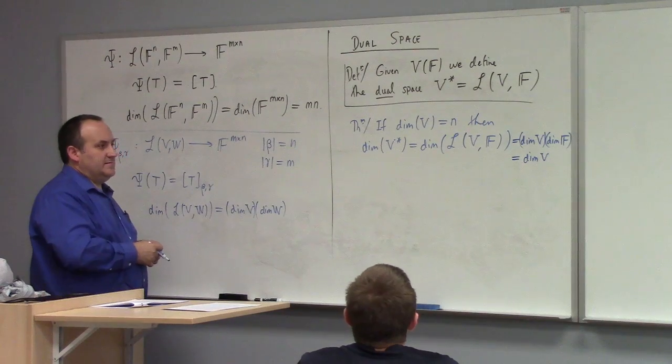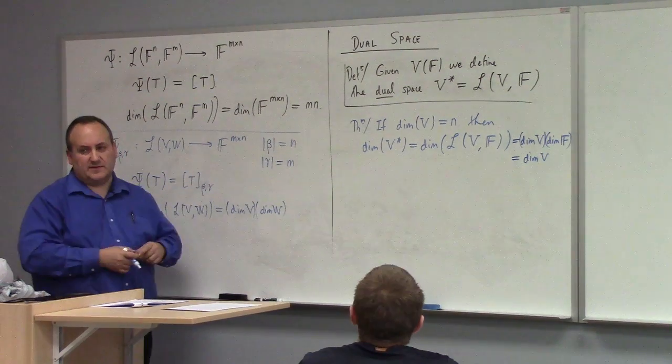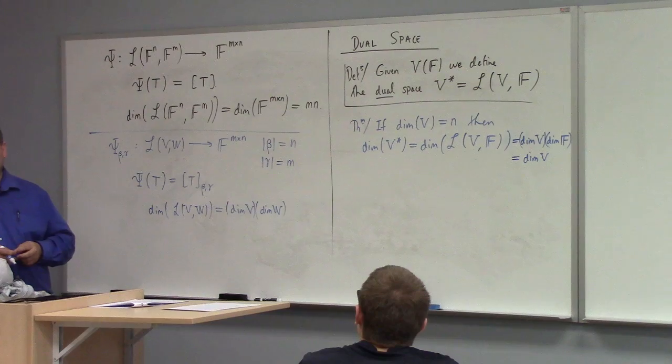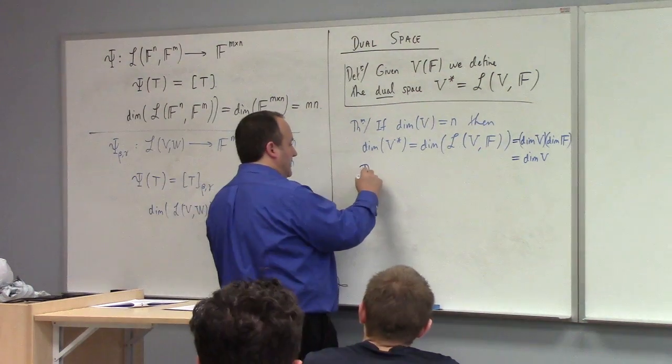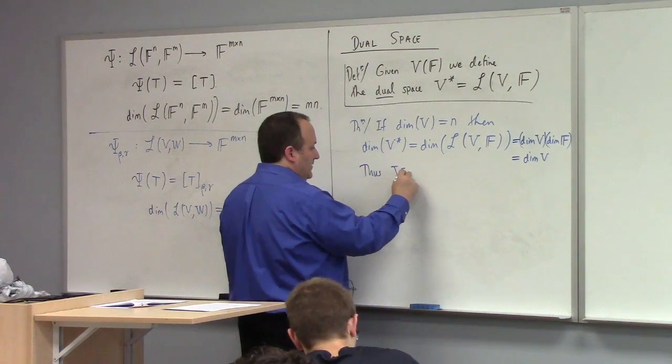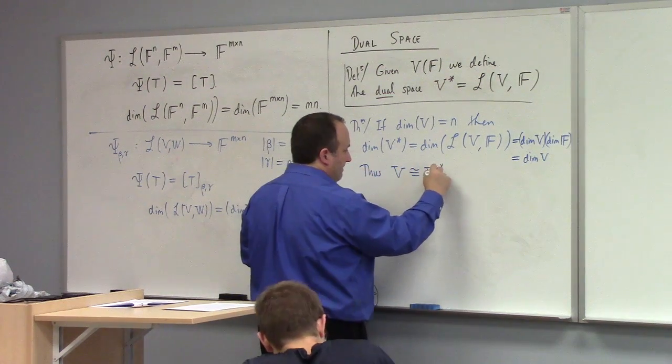And what does this mean then? The dimension of the dual space is equal to the dimension of the space, so what can we say about them? They're isomorphic. Thus, V is isomorphic to its dual.